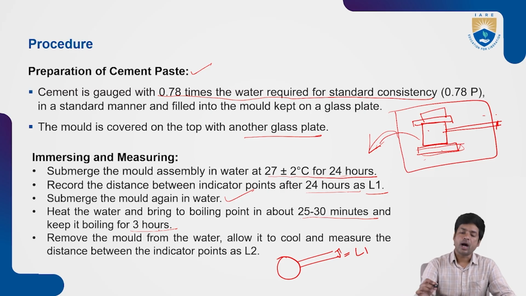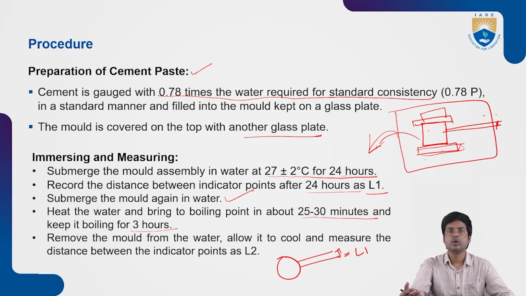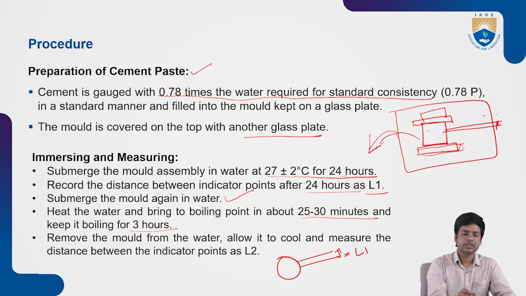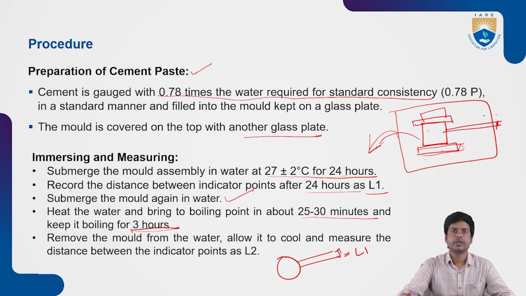After keeping the Le Chatelier mold setup in the water bath a second time, heat the water such that it reaches the boiling point within 25 to 30 minutes. Heat the same setup for 3 hours.